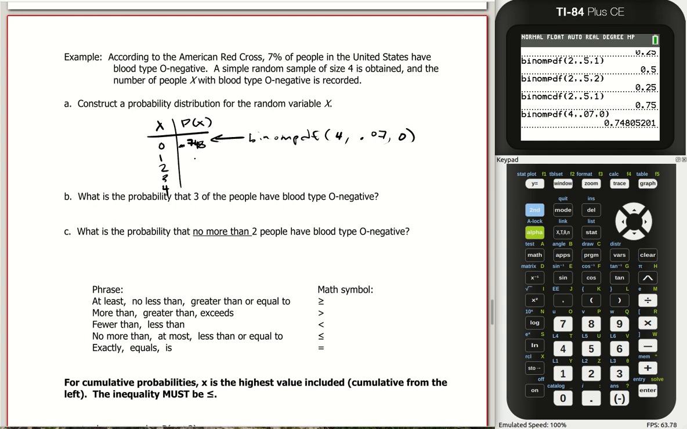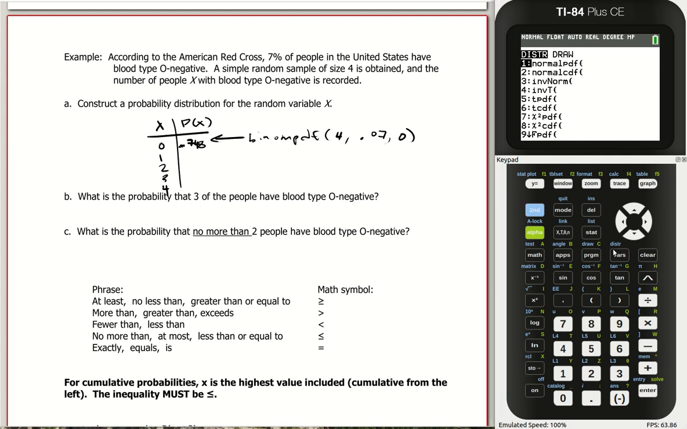And we would just do it for all of those ones. What is the probability that no more than 2 people have blood type O negative? I'm actually wanting to explore something to do in the calculator to do this more quickly, to fill out this table just to be able to illustrate. But anyways, why don't we see for part B, what's the probability that 3 people have blood type O negative?